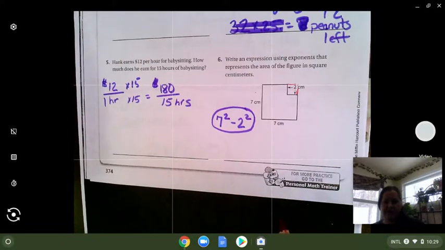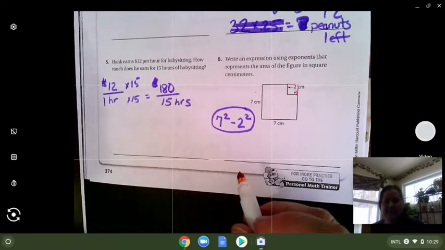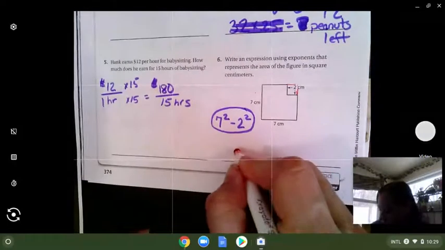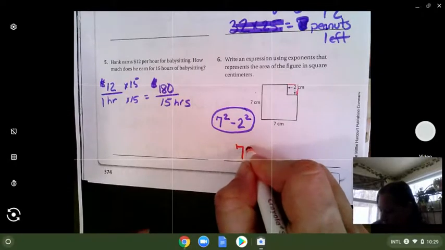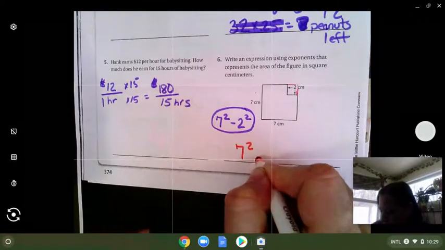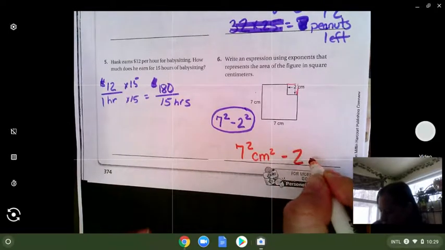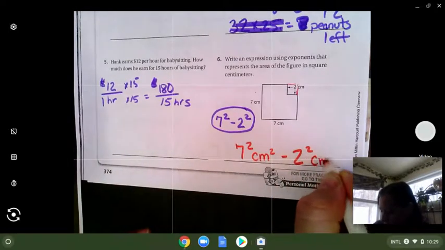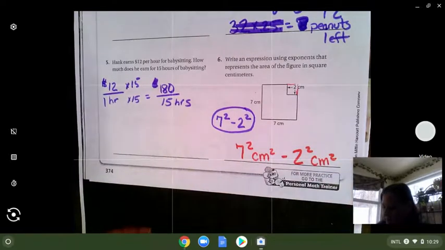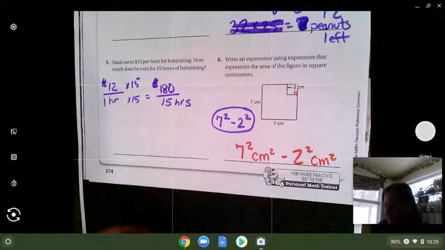So you should have 7 squared minus 2 squared would give us the answer in centimeters squared. So you could even write it like this: 7 squared minus 2 squared would give us how many centimeters squared of the rest of the area.